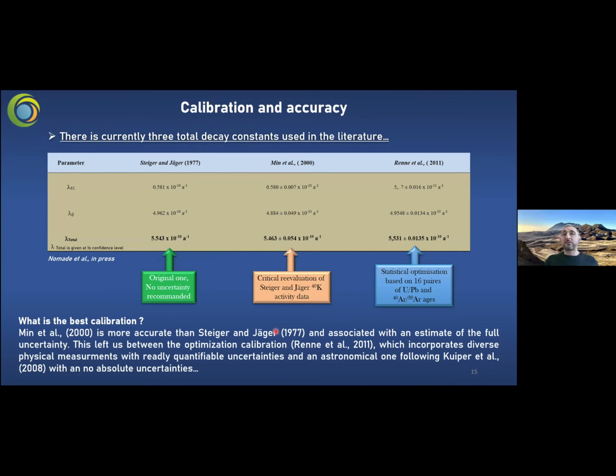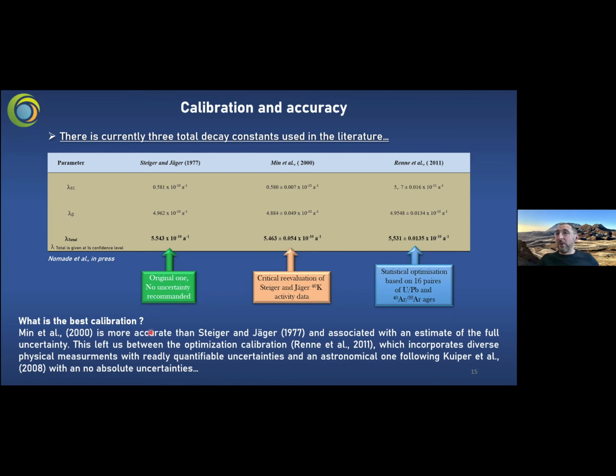Furthermore, if you look in the literature over the last 50 years, you have 3 decay constants that are used, and that will produce different ages. We have, of course, the Steiger-Jäger, but it has not been used for a few years now. You have the Min et al. and you have the Renne et al. calibration. The Steiger-Jäger one is the original one. There is no uncertainty recommended. The one of Min et al. is a critical reevaluation of the Steiger-Jäger activation data. And the Renne one is a statistical optimization based on 16 pairs of random lead and argon-argon ages.